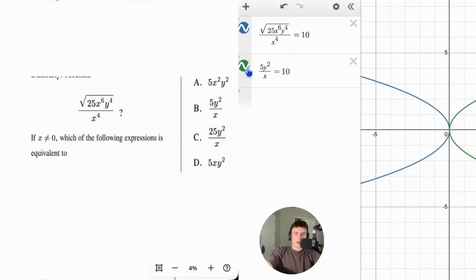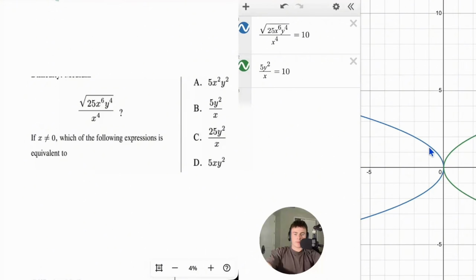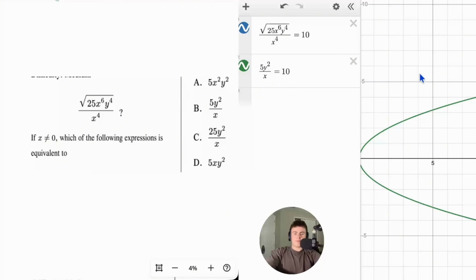And also the algebraic reason why this is not graphing fully is because of 5y squared over x. This thing is not going to have the negative parabola. So you're just going to look at the graph that overlaps. This is the basic one. You have x and y. You want to set it equal to a number. That is it. The answer would just be B. None of the other ones are even close.